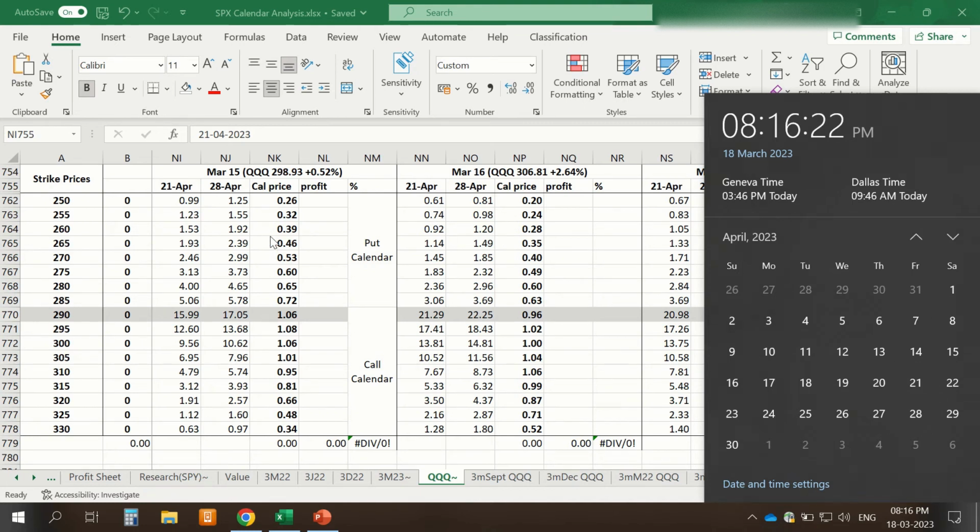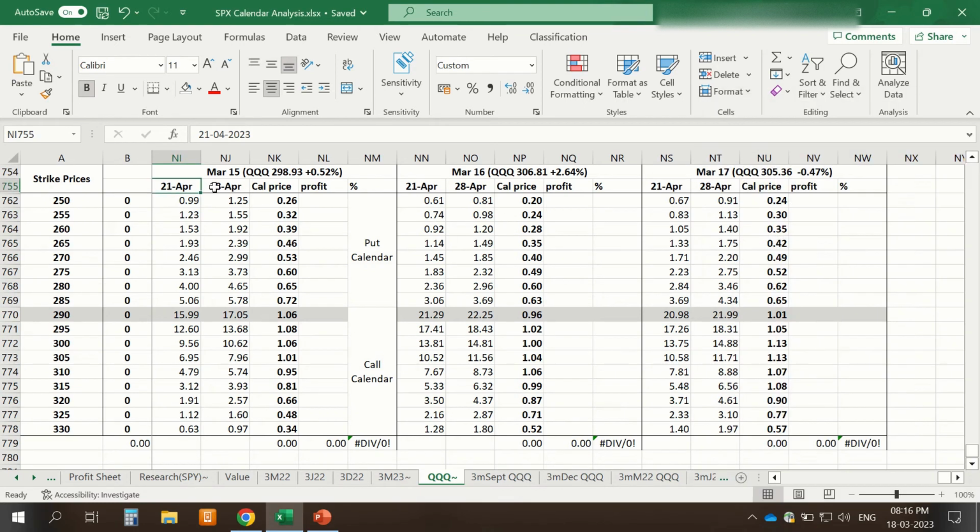Currently I'm showing you the 21st and 28th April pair. I will be selling 21st April and buying 28th April to create this call calendar pair. So the 21st April selling leg will be the credit, and the 28th April will be the debit.